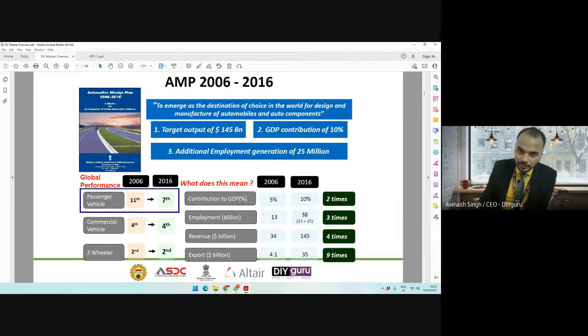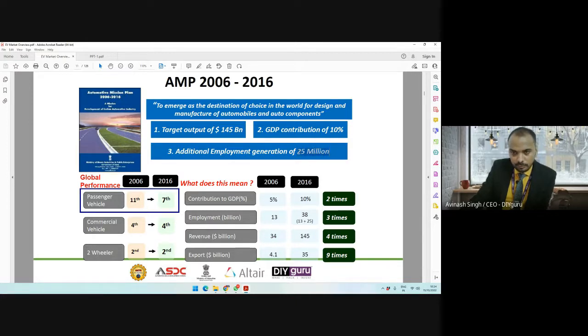So this ministry keeps a target that in the next coming 10 years we will be able to fulfill this sort of goal. And in 2006, the mission plan was to emerge as the destination of choice in the world for design and manufacturing of automobiles and auto components. First was that the target output of the vehicles manufactured in India should be increased to $145 billion. GDP contribution of the automotive industry should be around 10%, and additional employment generation of around 25 million.